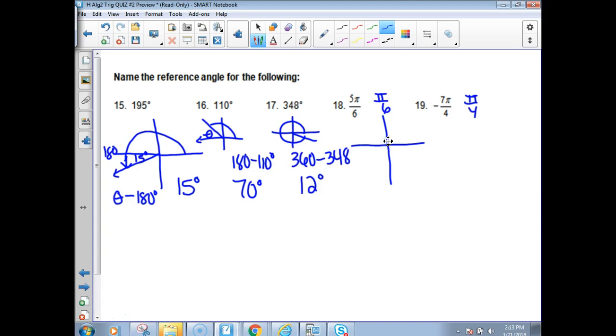So if you converted that, 1 pi over 6, 2 pi over 6, 3 pi over 6, 4 pi over 6, 5 pi over 6. It's actually right there. I'm going to teach you how to find that and know where it is by your unit circle.